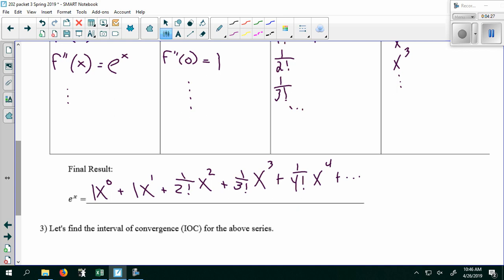So if I wanted to write this in closed form in sigma notation, every term looks like, let's start at 0 because I have x to the 0 as my first term. So I'm going to start at n equals 0. And every term looks like x to the n. I've got an exponent of 0, then 1, then 2, then 3. So x to the n. And then I'm dividing by n factorial.